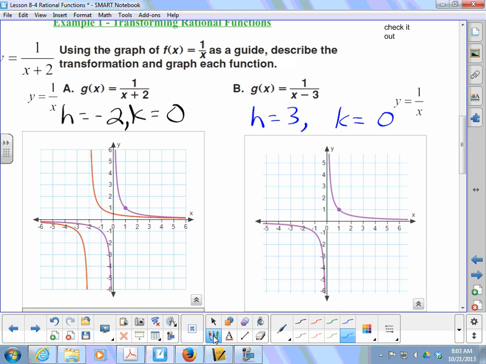So I'm going to take this point here, which is at 1, 1, and move it over 3 units to the right, which is going to put it there. And here I have a point at -1, -1, and that's going to be 3 units to the right. So 1, 2, 3, that's going to be here. So my graph then is going to look like this.